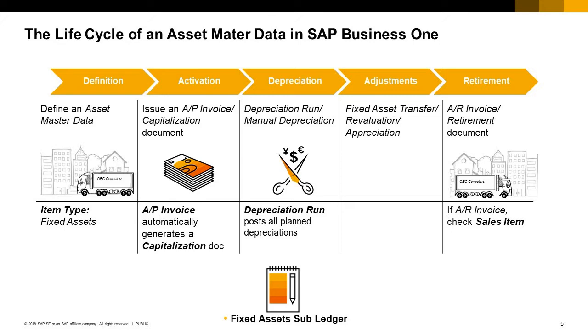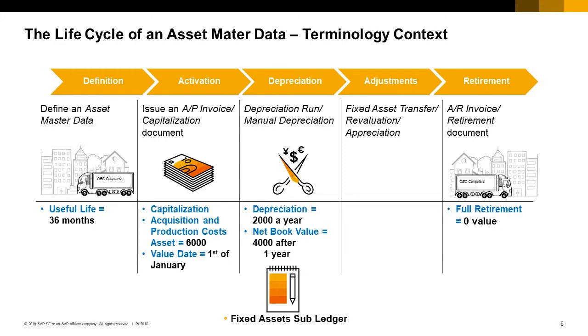And finally, the user can retire a fixed asset using an AR invoice. The AR invoice automatically generates a retirement document. In order to retire the asset on an AR invoice, the user should mark the Asset Master Data record as a sales item. All transactions are registered to the fixed assets subledger and can be followed in the various dedicated reports.